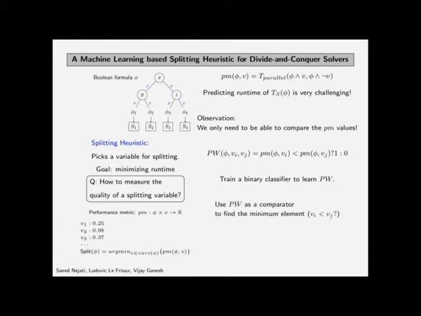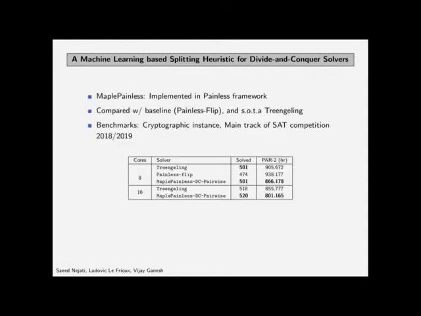Having learned this pairwise function, we could use it as a comparator to find a minimum element in the list of variables that are candidates for splitting. We implemented this system in the Painless parallel SAT solver framework and compared it with the baseline and the state of the art on benchmarks like the SAT competition benchmarks and cryptographic benchmarks. On 16 cores, we outperformed both the state of the art and baseline Painless. Thank you very much.